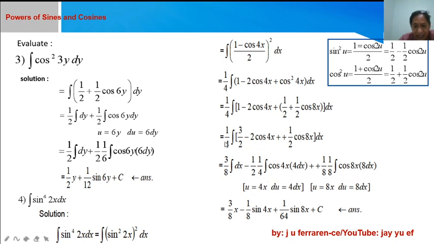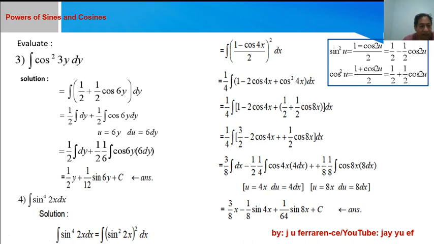Here, I have 1/4 with 1 half, that becomes 1 over 8. Okay? And I am inserting it because my u is 8x and my du is 8dx. So this becomes 1 over 64. When integration is made, the integral of cosine is a sine function. Cosine is also sine, then this is x. So this is now our final answer.